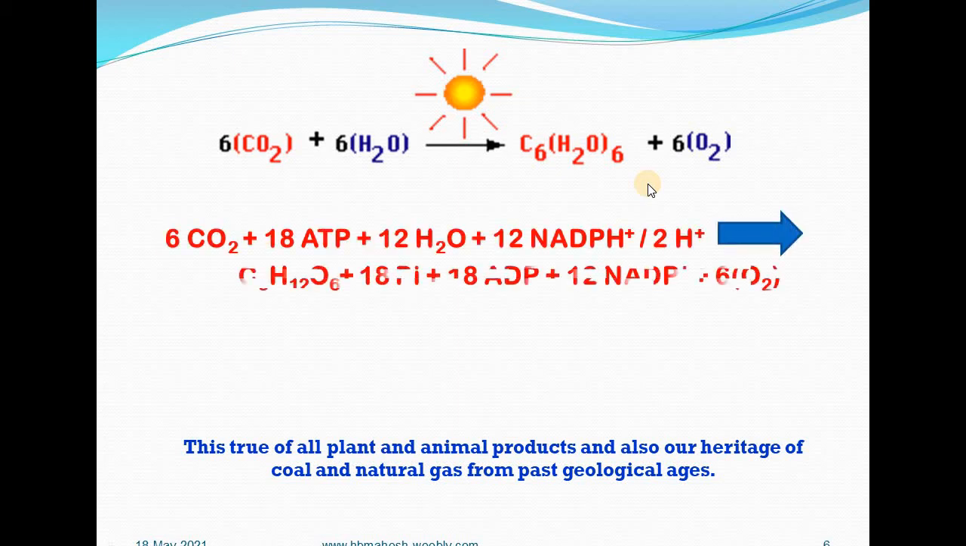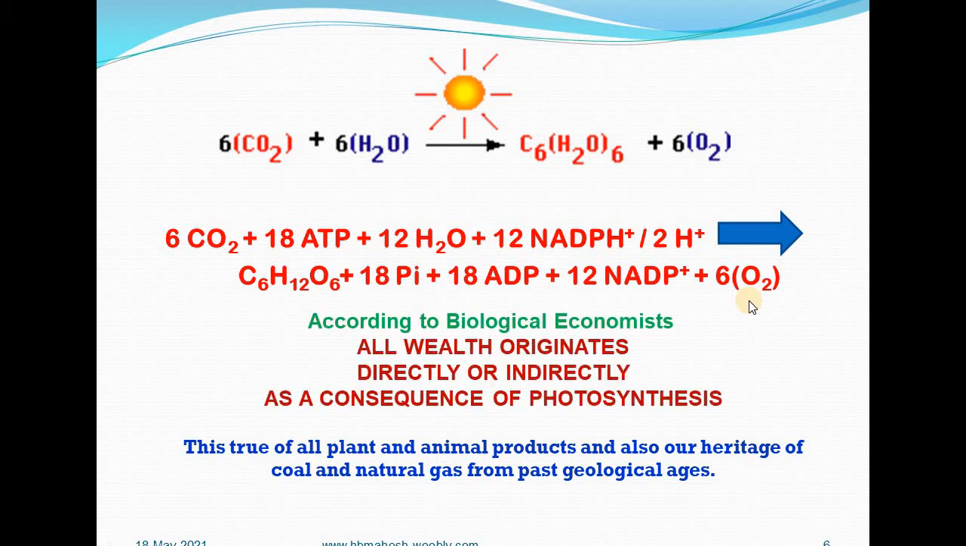This is a somewhat detailed equation of photosynthesis. Here there are 6 carbon dioxide molecules, 12 ATP molecules, 12 water molecules, 12 NADPH and hydrogen as the inputs during photosynthesis. The output is 1 molecule of glucose, 18 pyrophosphate and 18 ADP, 12 NADP and 6 molecules of oxygen. Of course, at this point you may find this equation a little difficult to understand, but at the end you can understand it clearly.